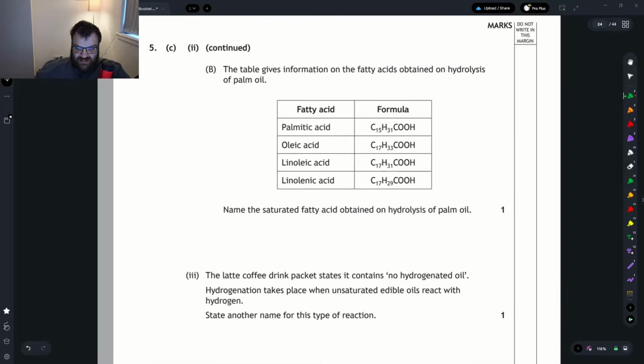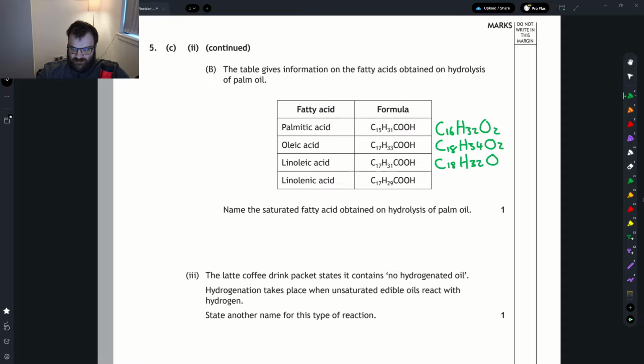Next up, we're looking at the saturated fat that's obtained from the hydrolysis. To make our life easier, I would recommend squishing it all together. So take all the carbons and all the hydrogens. C16H32O2, C18H34O2, C18H32O2, and then C18H30O2.